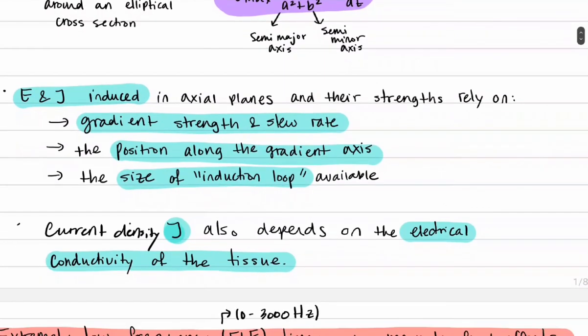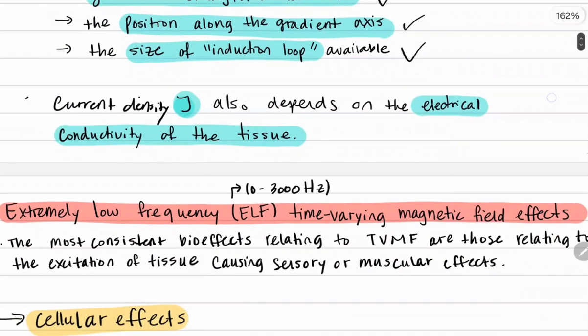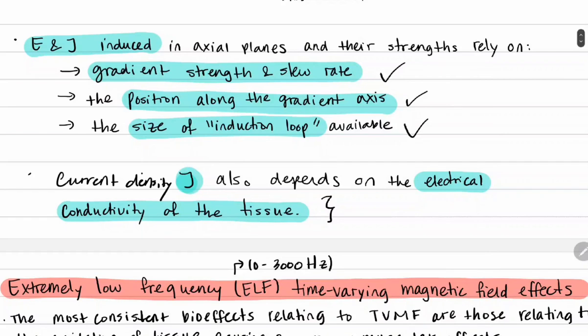The electric field and the current induced in axial planes and their strengths depend on several factors, including the gradient strength and the slew rate, the position along the gradient axis, and then the size of the induction loop that is actually being considered. Current density J also depends on the electrical conductivity of the tissue. So these are electrical field factors, and this is another thing we need to think about when looking at the current.